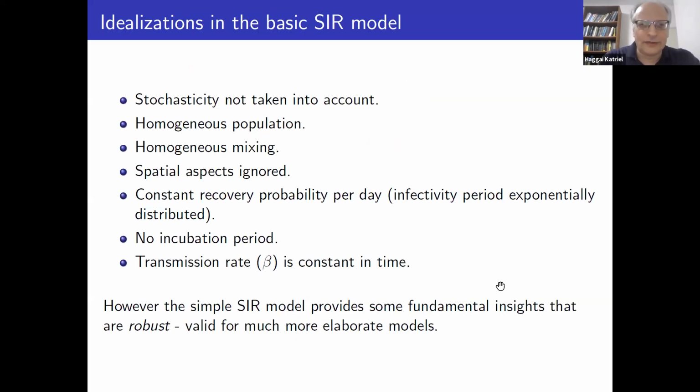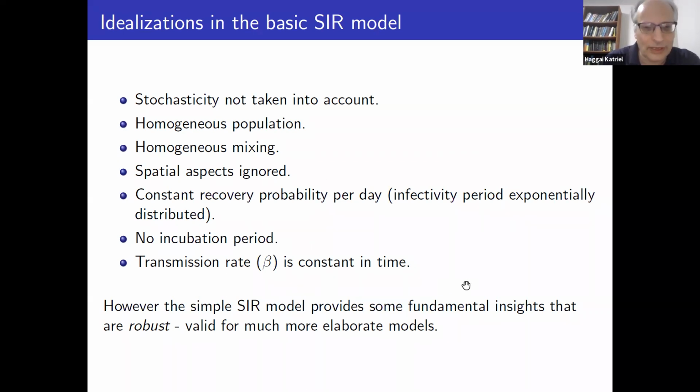There are lots of assumptions implicit in this basic model. For example, we don't take stochasticity into account. It's a stochastic process, of course. We assume homogeneity, everyone is the same. The mixing is homogeneous, everyone meets everyone, so there's no spatial element. We have this constant recovery probability that I mentioned, we don't have an incubation period, and this transmission rate is constant.